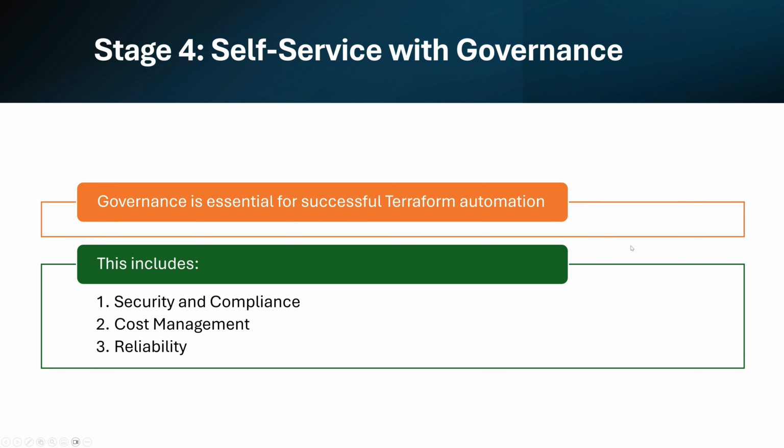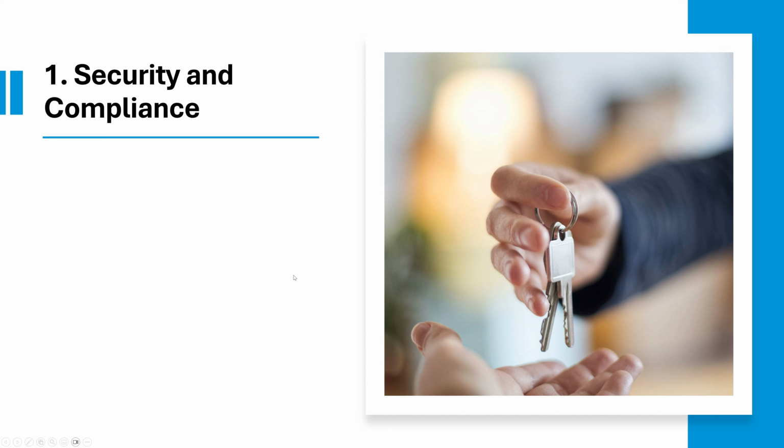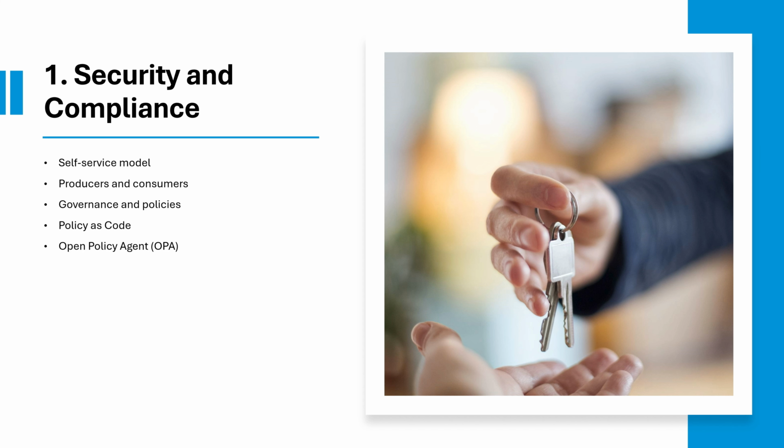Let's move on to stage 4, and this is the final stage where organizations tend to want to arrive at, and that's self-service with governance. Governance is essential for successful Terraform automation, and to be able to reach that self-service stage, we really have to have security and compliance, cost management, and reliability. Let's start off with security and compliance. So again, to have a successful self-service model, we have to have security and compliance in place.